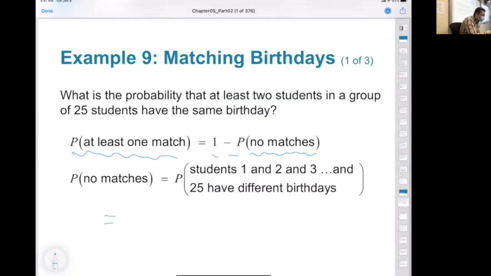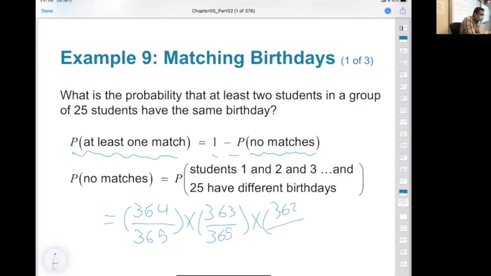The probability for 364 divided by 365. They are independent days, times 363 divided by 365, times 362 divided by 365. You will continue this way, because we have 25 students, so you will do this 24 times.